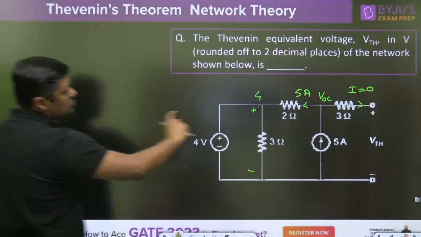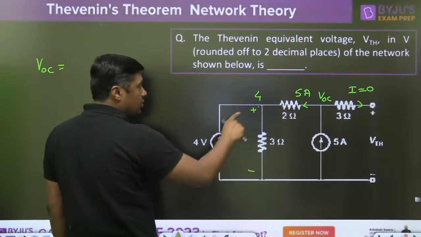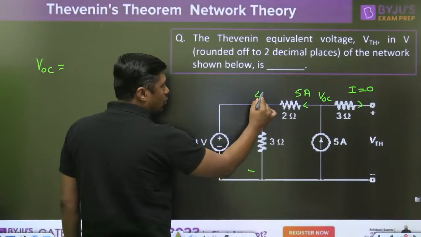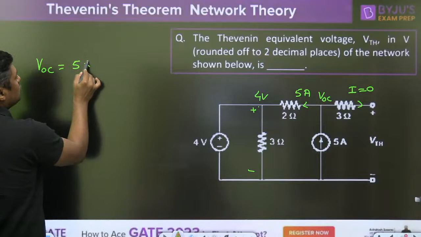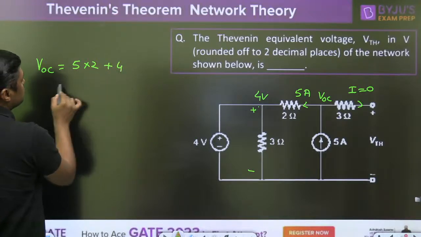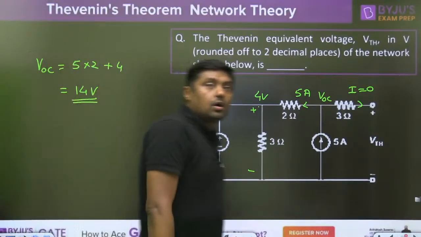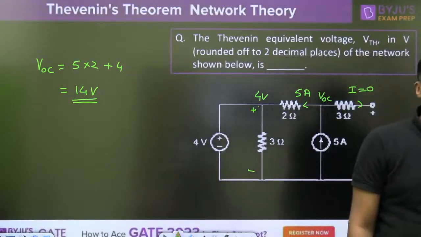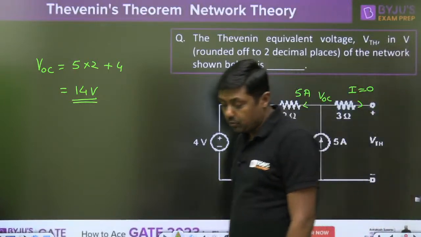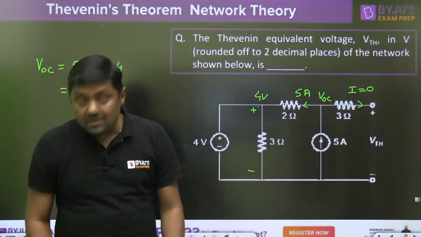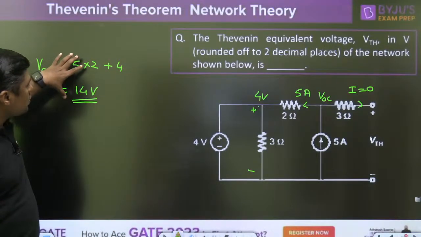At this point it is VOC. Write down the KVL from this point to this point. Always remember, already we have the voltage at this point, 4 volt. So write down the KVL. VOC is equal to 5 into 2 plus 4, 14 volt. How many students are giving the answer? Yes, Ram Krishna, your answer is correct. 14 volt. Very simple question.